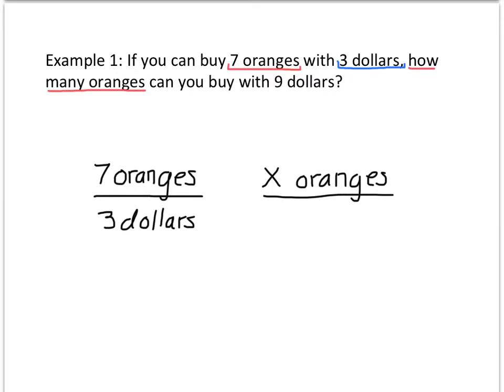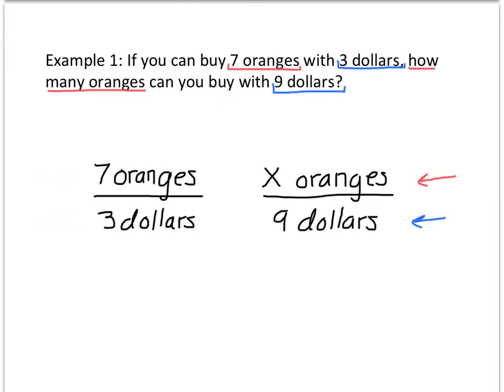Now, how much is this unknown value being compared to? Well, they want to know exactly how many oranges we can buy with $9, so I can compare X oranges to $9. Now, one thing I want to emphasize here that is very important, it doesn't really matter how I set up the first proportion. I chose to put oranges on the top and dollars on the bottom, but once I set it up that way, I have to be consistent, so I have to continue to set oranges on the top and dollars on the bottom in order for this to be a true proportion.